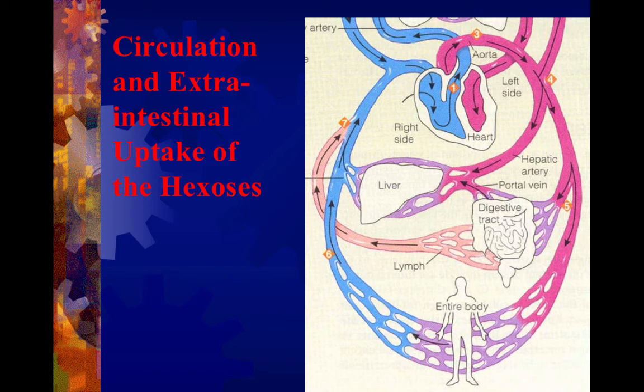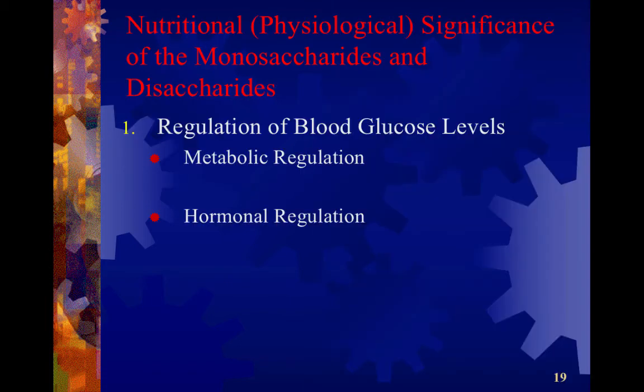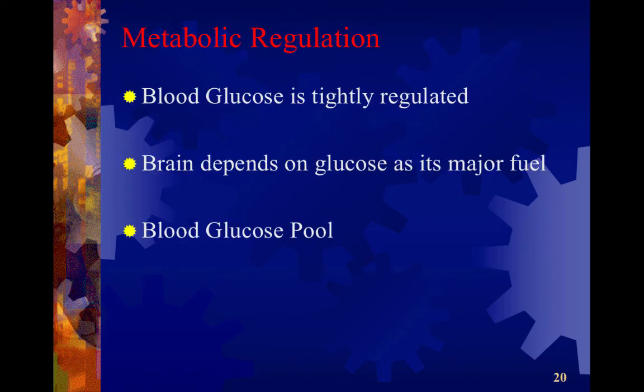So now let's start talking about how blood glucose is regulated. This is the nutritional or physiologic significance of the monosaccharides. So this is regulation of blood glucose levels. Let's talk about how it's regulated metabolically and then also hormonal regulation. So metabolic regulation: blood glucose is tightly regulated. It's one of the most tightly regulated concentrations of a solution in the body.